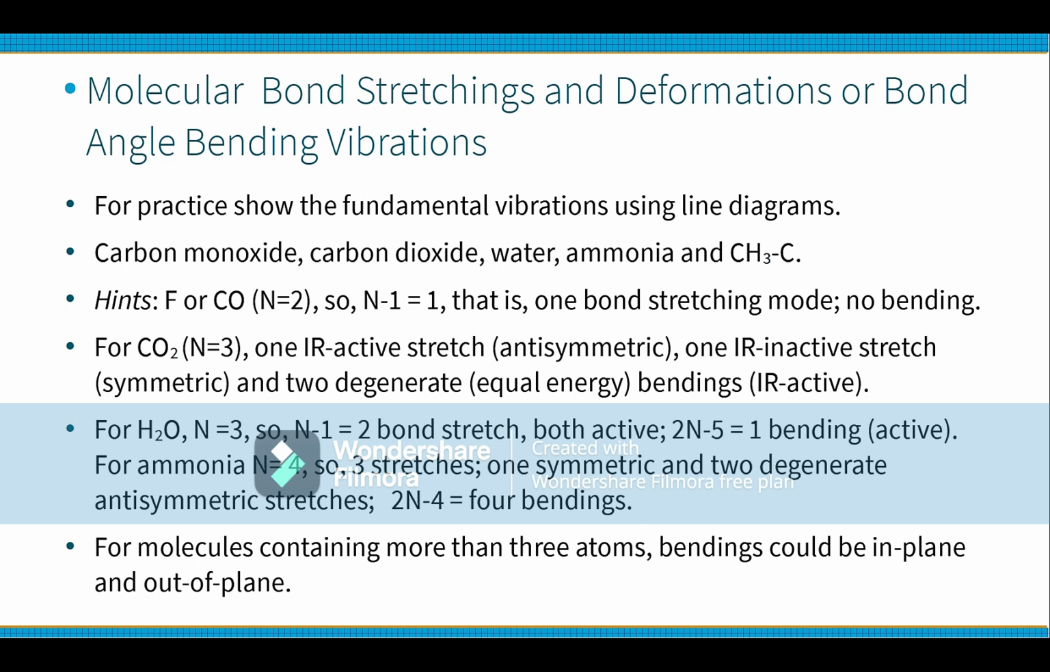For carbon dioxide, there are 3 atoms, n equal to 3. According to the formula, one IR active stretching, that will be anti-symmetric stretching. One IR inactive stretching. When both oxygen atoms are going away, the dipole of the molecule does not change, it remains 0. Therefore, for carbon dioxide, theoretically 2 stretching modes are possible, anti-symmetric and symmetric.